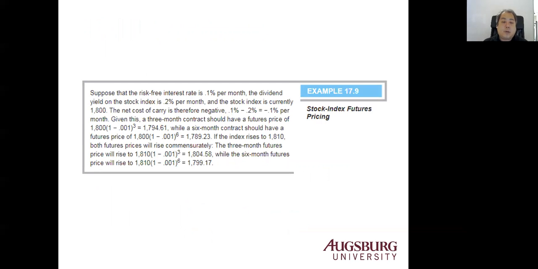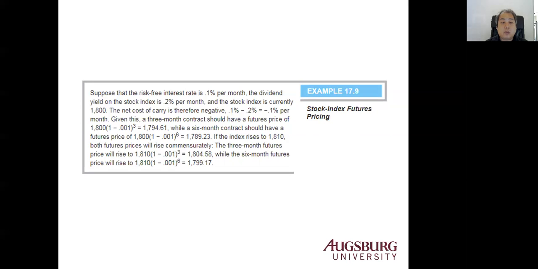Stock index futures pricing example. Suppose the risk-free rate is 0.1% per month. The dividend yield on the stock index is 0.2% per month. The stock index is currently 1,800. The net cost of carry is therefore negative, because you have 0.1% in risk-free interest but a dividend yield of 0.2%. So negative 0.1% per month is the negative cost of carry.